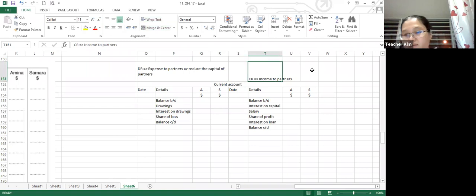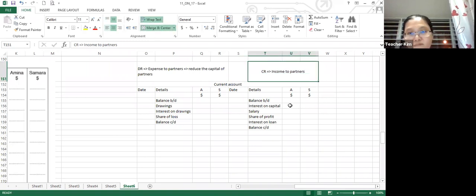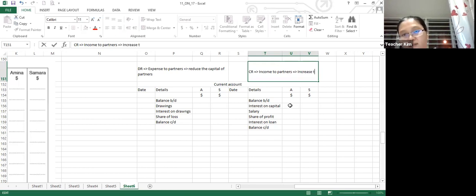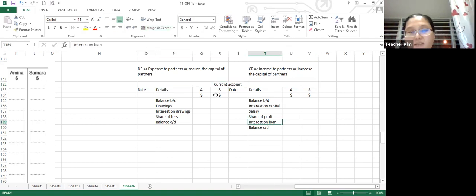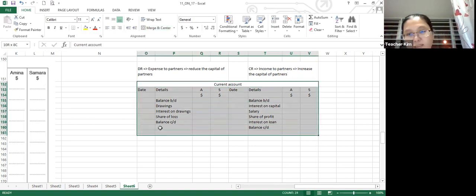Whereas in here, it will increase the capital of partner. Okay, take notes for all this information. Now we go back to the question. We see what are the items in.